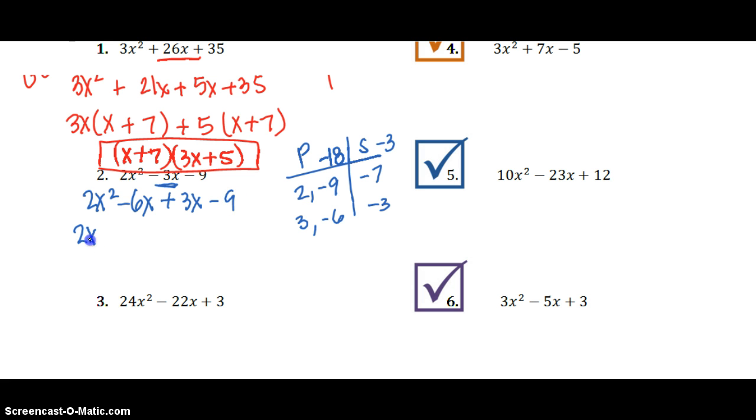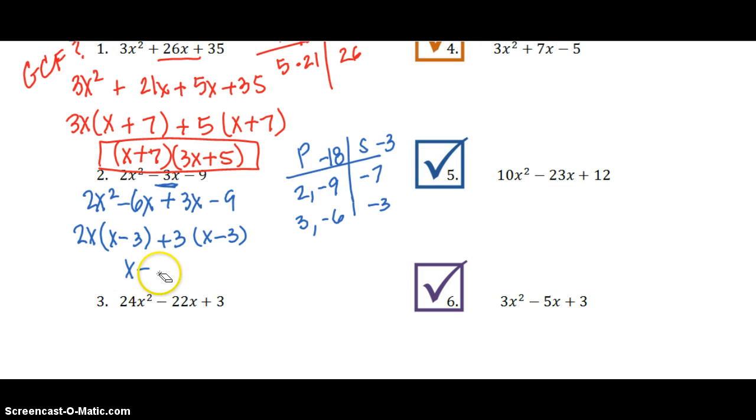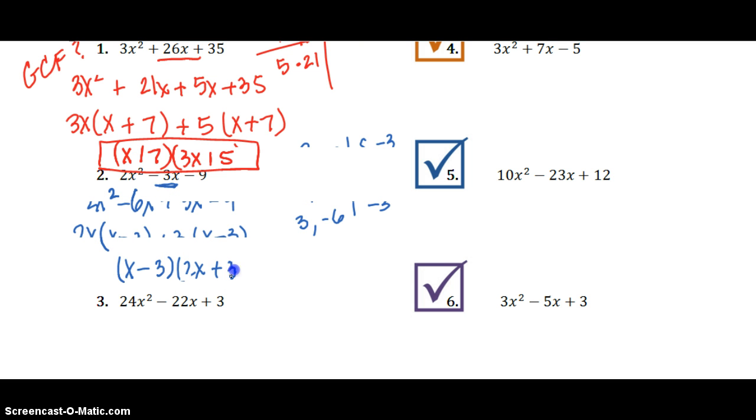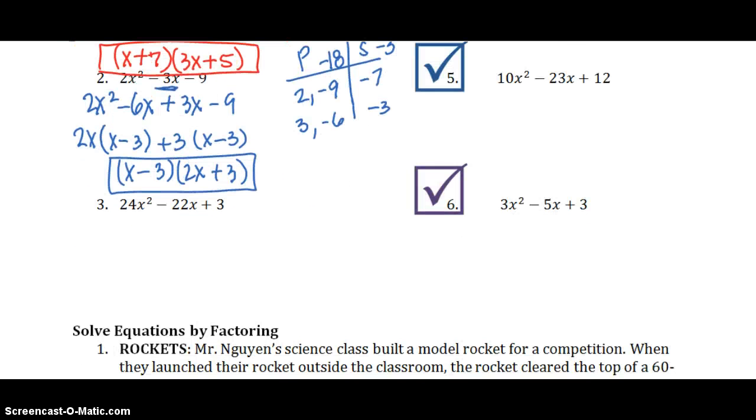So I can take out a 2x, so I have x minus 3, and I can take out a 3, which leaves me with x minus 3. So x minus 3, oh no, x minus 3, and 2x plus... as my final answer.